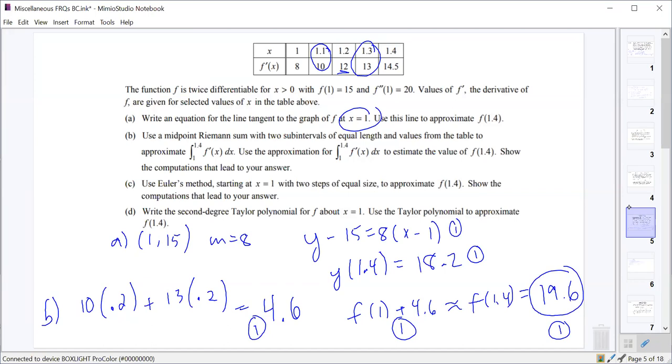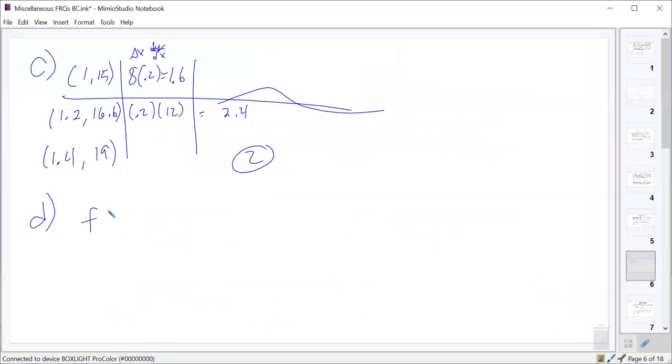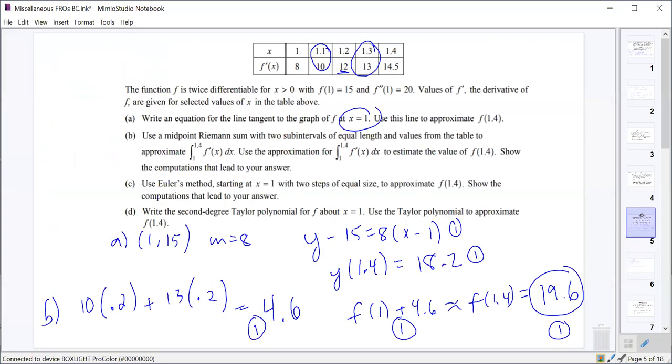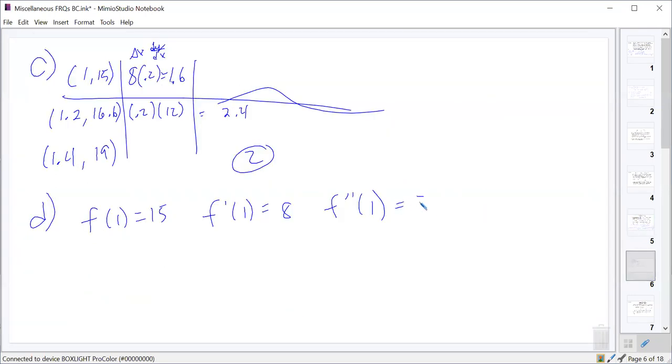Using a second degree Taylor polynomial for f about x equals 1. So first off, we need to know f of 1, which we know is 15. We know f prime of 1, that's 8, and we're going to need f double prime of 1. I sure hope they gave us that, or else we'll have to approximate it. Looks like it's 20. Great. So in order to write this out, it should be f of 1 plus f prime of 1 times x over 1 factorial, and then plus 20 times x squared over 2 factorial.